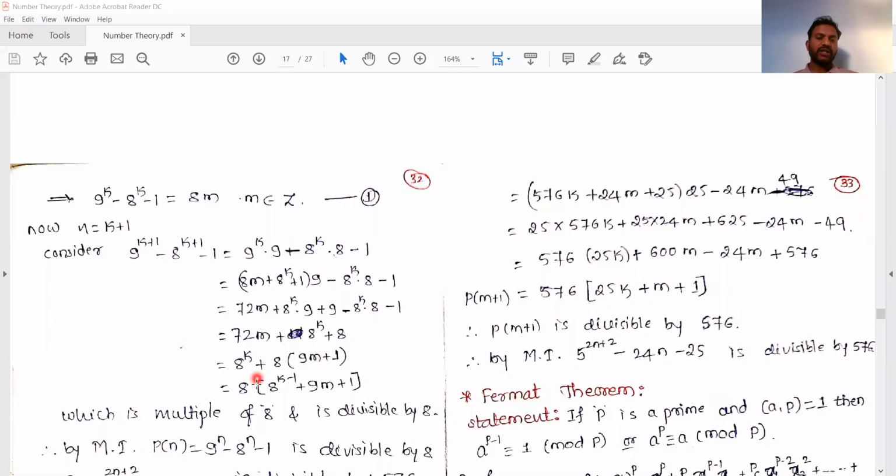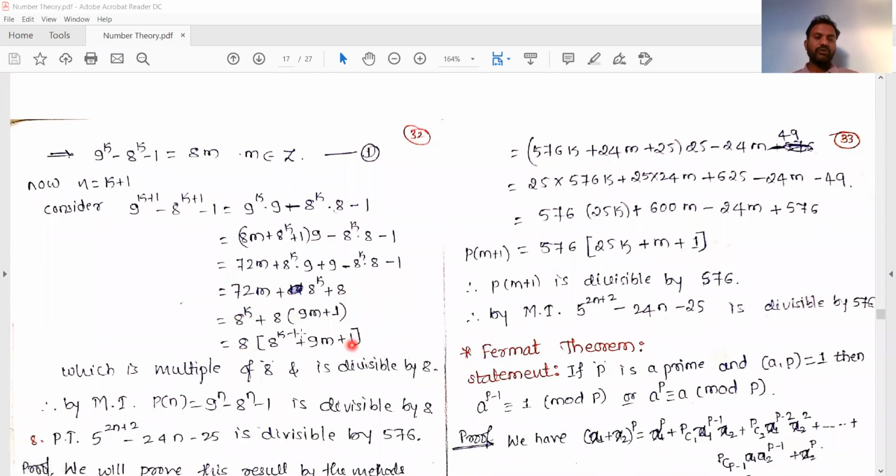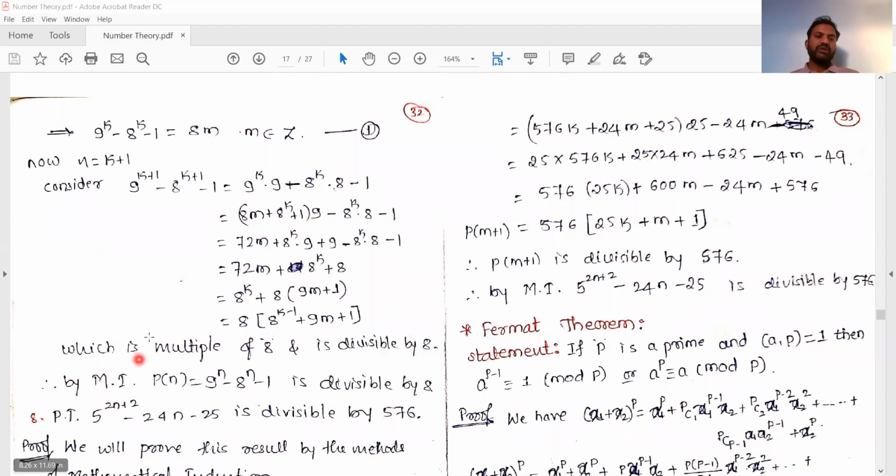See here in this step what we have done: 8 raised to k as it is. Next 72m, from this 72m we have taken 8 as common, remaining 9m. From this again 8 is common, remaining 1. So we got 8 into 9m plus 1. Again in all these terms 8 is common. So in the first term remaining 8 raised to k minus 1, plus in this term it is remaining only 9m plus 1. So it is 8 into some number. So this entire product is divisible by 8, because it is a multiple of 8, and hence it is divisible by 8. Therefore, for n equal to k plus 1 also the statement holds.